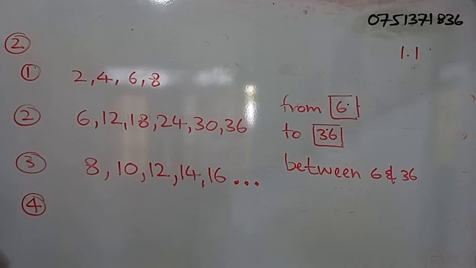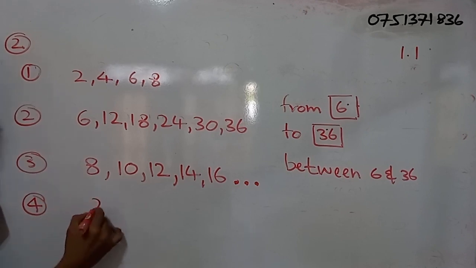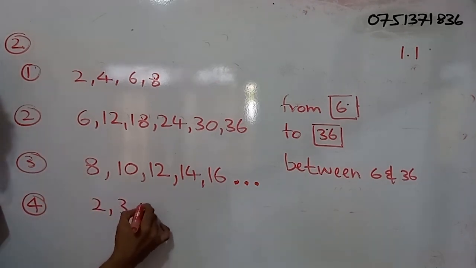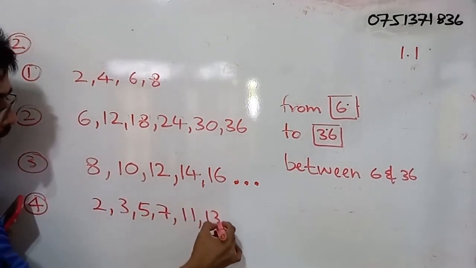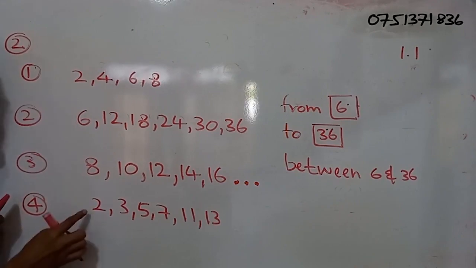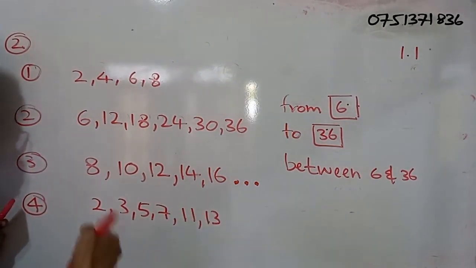Part 4. The number pattern of the prime numbers starting from 2 written in ascending order. Right. So prime numbers 2, 3, 5, 7, 11, 13. We have been given where to start, but we haven't been given where to stop.